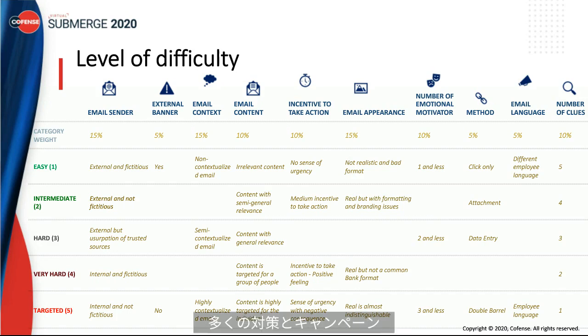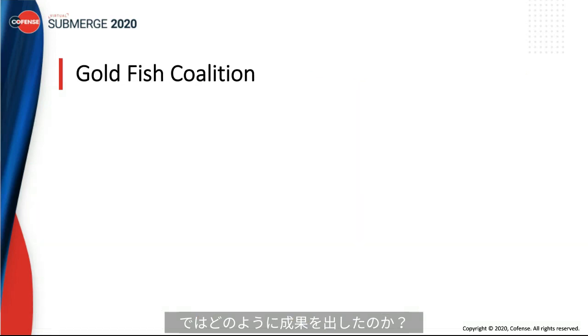So we tried lots of things. We sent lots of campaigns. That's our strategy for phishing, but how did we succeed in getting good results?